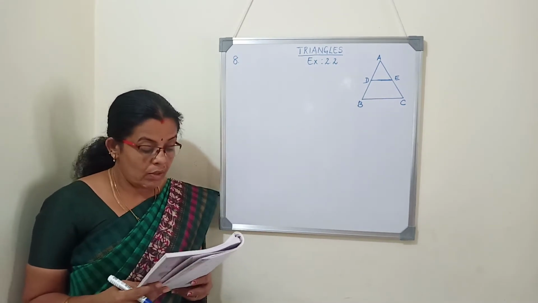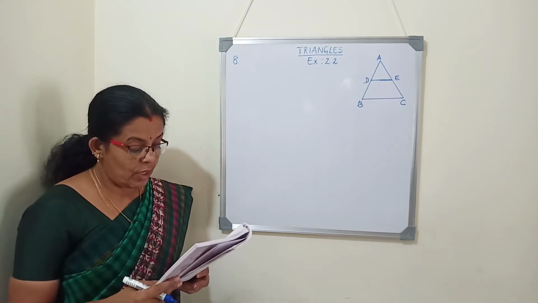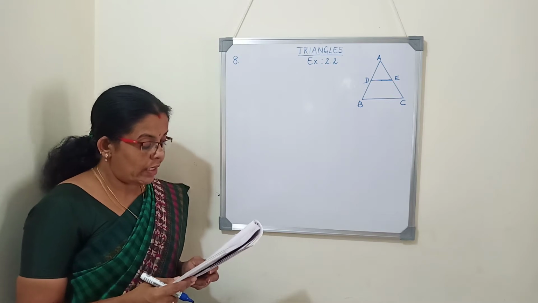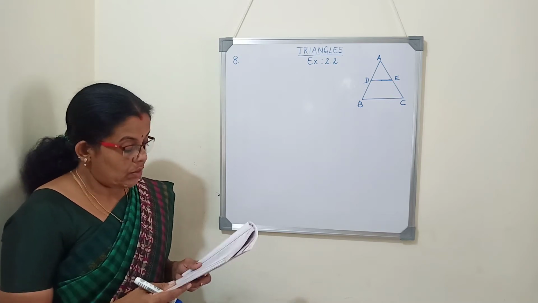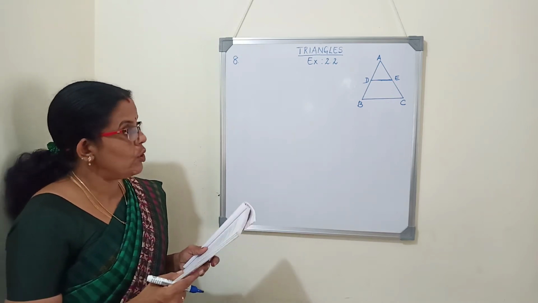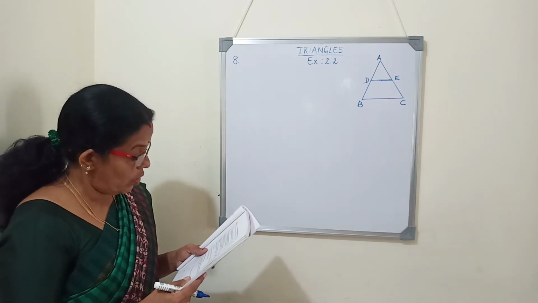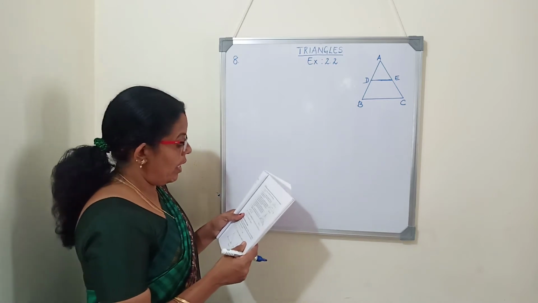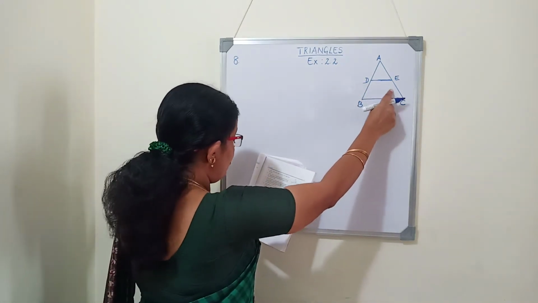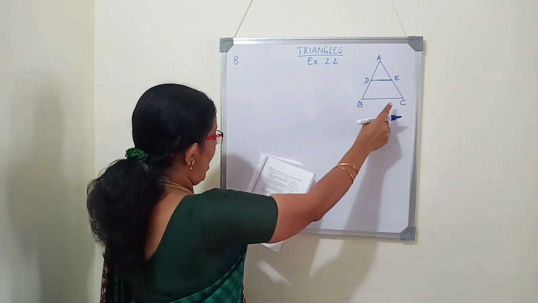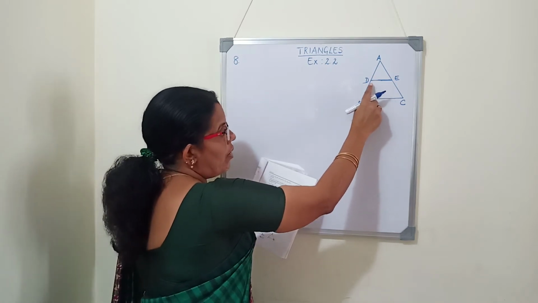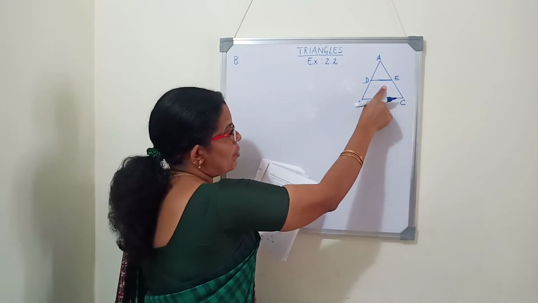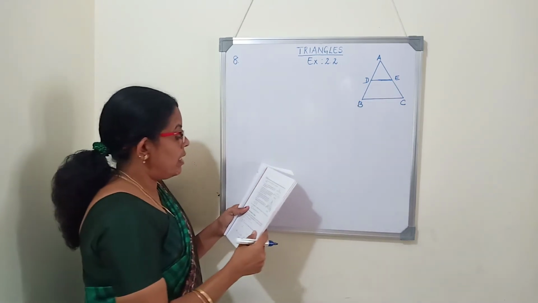Eighth question. Using theorem 2.2, prove that the line joining the midpoints of any two sides of a triangle is parallel to the third side. So here we have to apply theorem 2.2, that is converse of BPT, and we have to prove that the line joining the midpoints of any two sides of a triangle is parallel to the third side. So we have D is the midpoint of AB, E is the midpoint of AC. We have to prove that DE is parallel to BC.